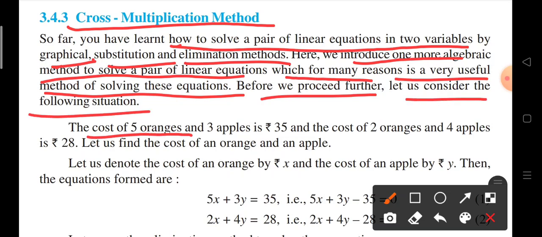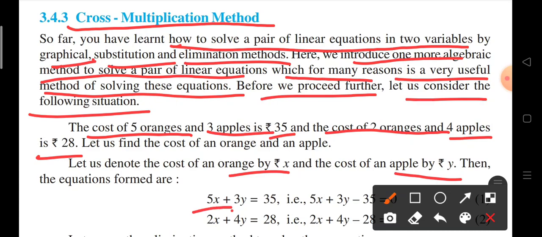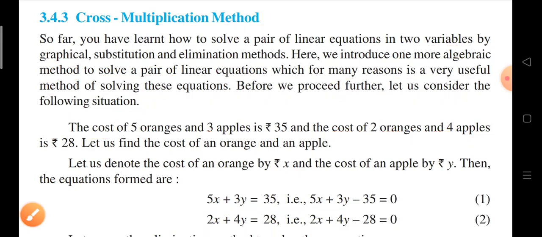The cost of 10 oranges and 3 apples is 35. The cost of 2 oranges and 4 apples is 28. So if we take the cost of each orange be x and the cost of each apple be y, then we can say that 5x plus 3y is equal to 35, and the second equation is 2x plus 4y is equal to 28. Shift all the things on the left hand side, so we can say that 5x plus 3y minus 35 equal to 0, 2x plus 4y minus 28 is equal to 0.